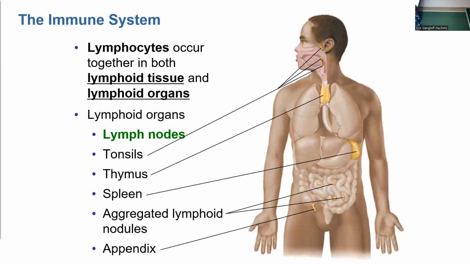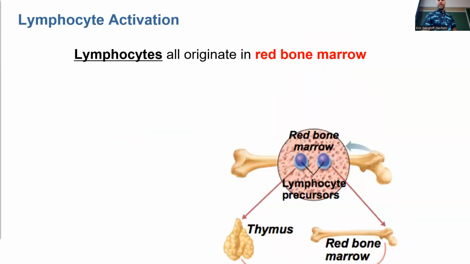What I want to emphasize here is that these organs are sites where lymphocytes tend to congregate and basically do their thing. So before I get into the structures of these, I want to talk about lymphocytes and where they come from. The short answer is that all lymphocytes originate in the red bone marrow of your long bones. So this is important to note that all lymphocytes start off in the red bone marrow.